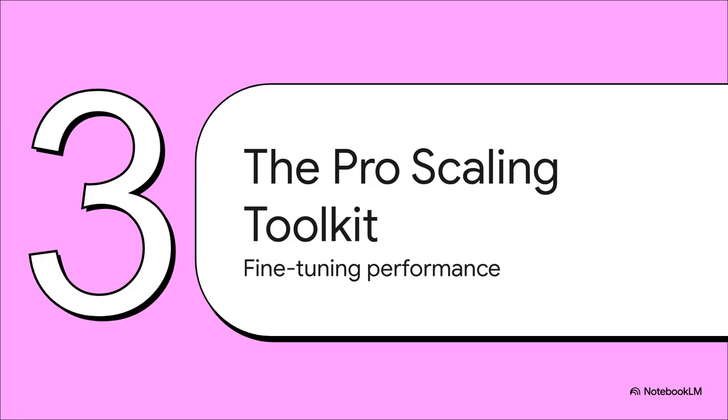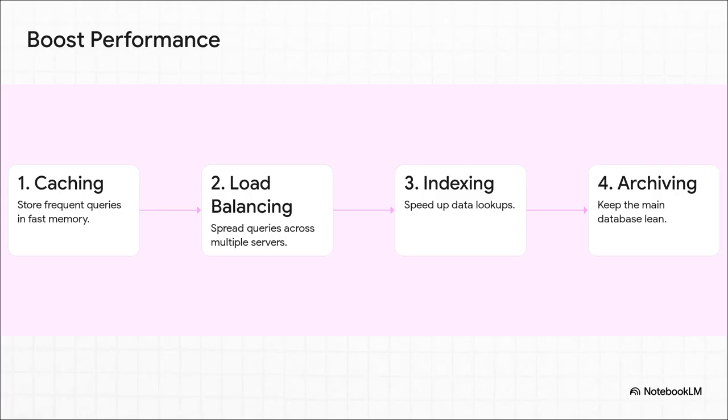But wait, scaling up or out aren't your only moves. Think of these next few strategies as your pro-level toolkit. These are the things you can use to really fine-tune your performance and squeeze every last drop of speed out of your setup. So first up is caching.